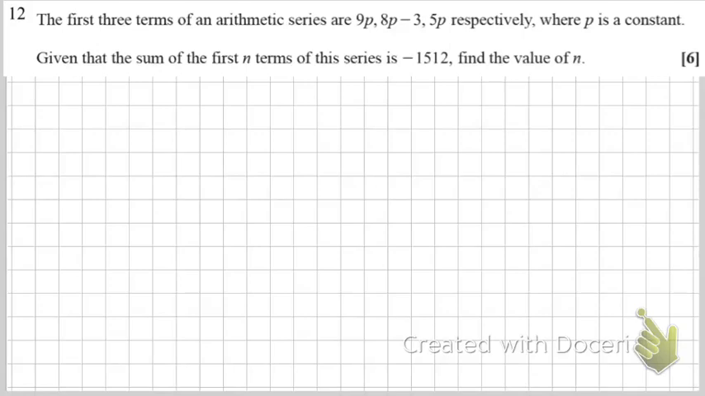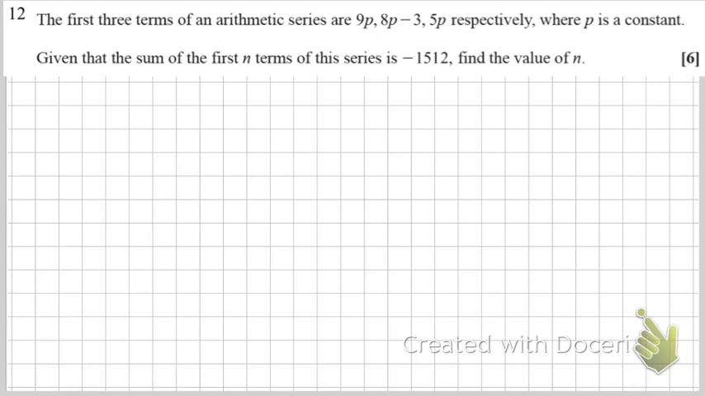Question about arithmetic progression or arithmetic series. No scaffolding, you're just given a 6-marker and you're told the sum of the first n terms is negative 1512. Find the value of n. Well, don't go anywhere near that yet.